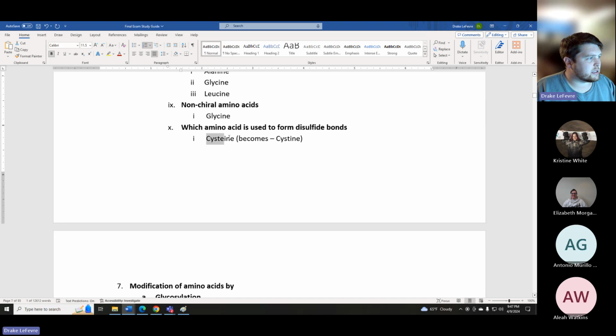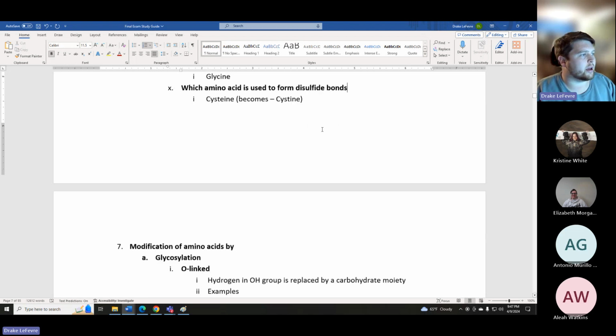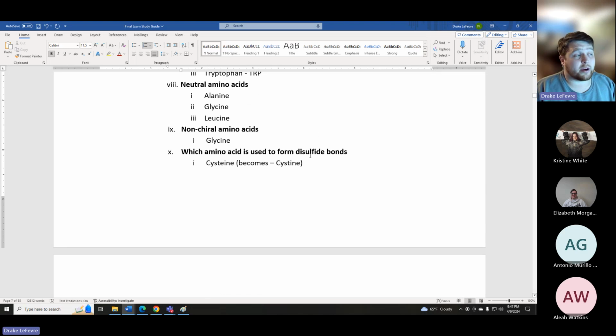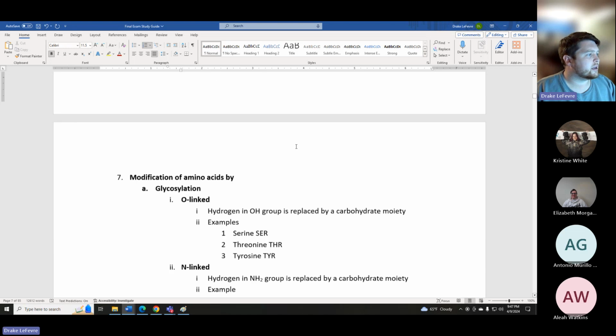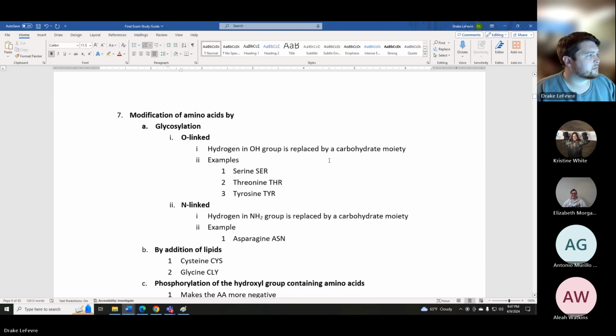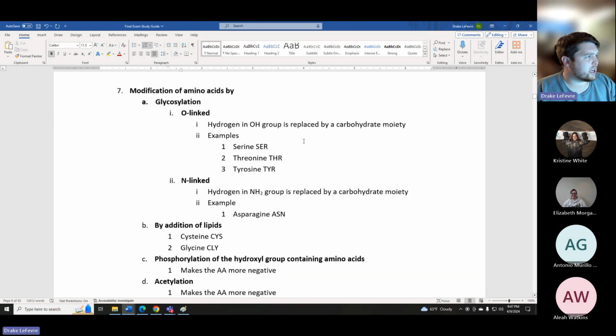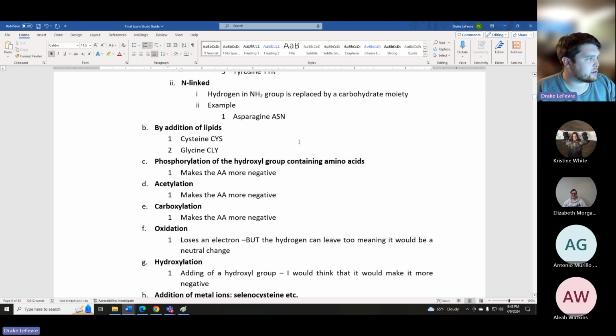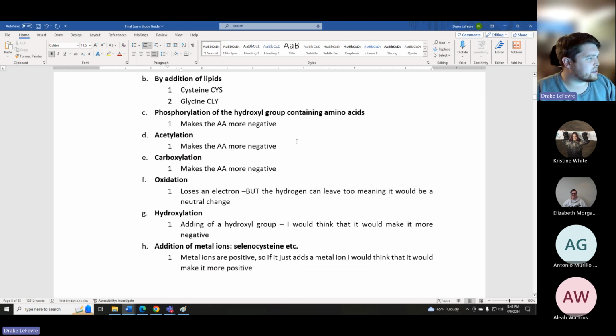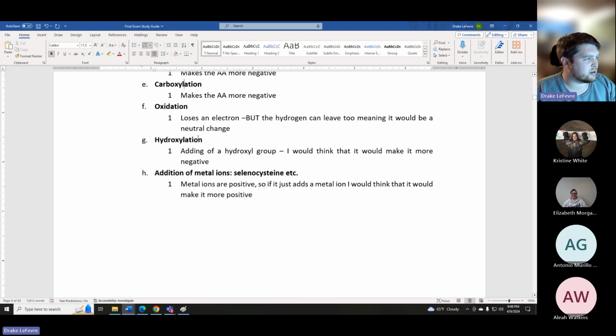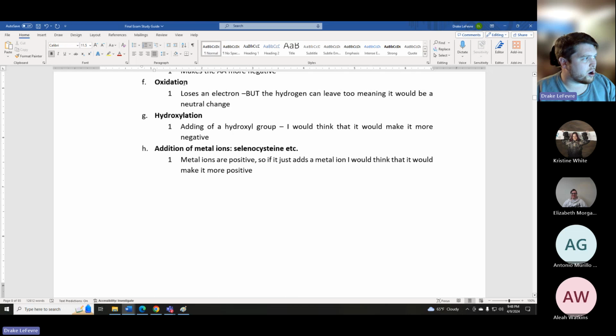Disulfide bonds, cysteine. This will come back. Disulfide bonds will come back a lot when we talk about insulin. You'll talk about insulin in Biochem 2, and you'll talk more about insulin in Biochem 2 than a lot in Phys 2 and Tri 3. Modification of amino acids. This stuff isn't crazy important. Some of this stuff you should know. Acetylation, carboxylation, hydroxylation, oxidation.